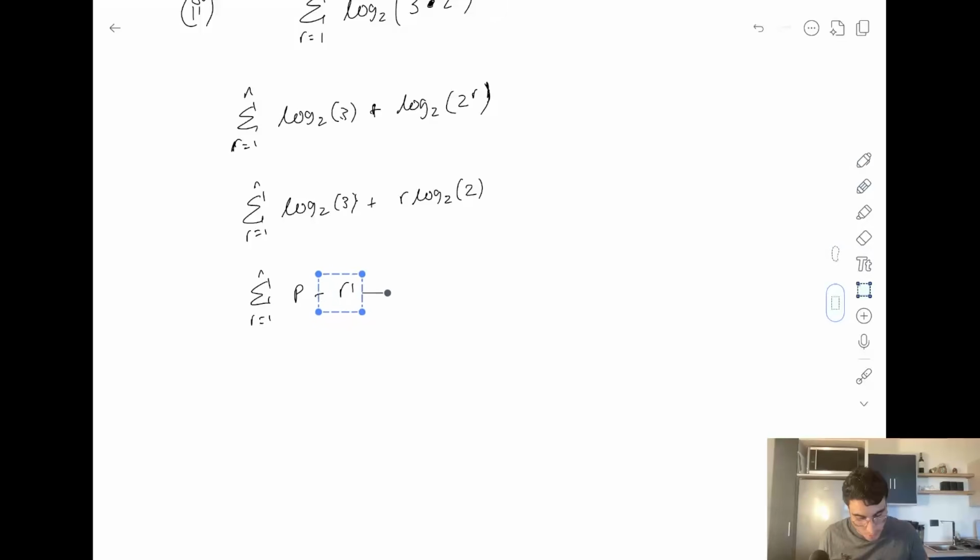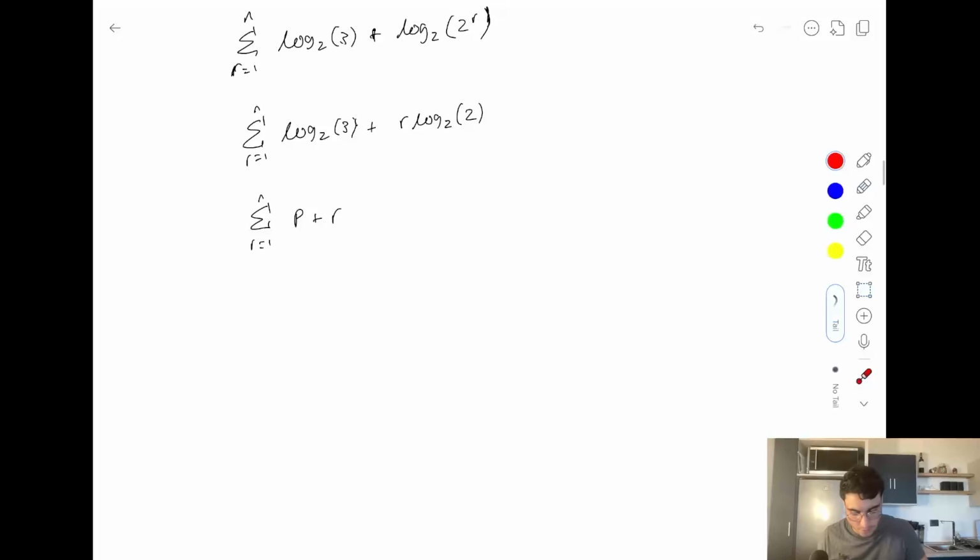But we're still a long way off. What we know now is that our equation is going like this: p plus 1, p plus 2, p plus 3, because we've got r equal to 1 here, r equal to 2 over here, r equal to 3 here.